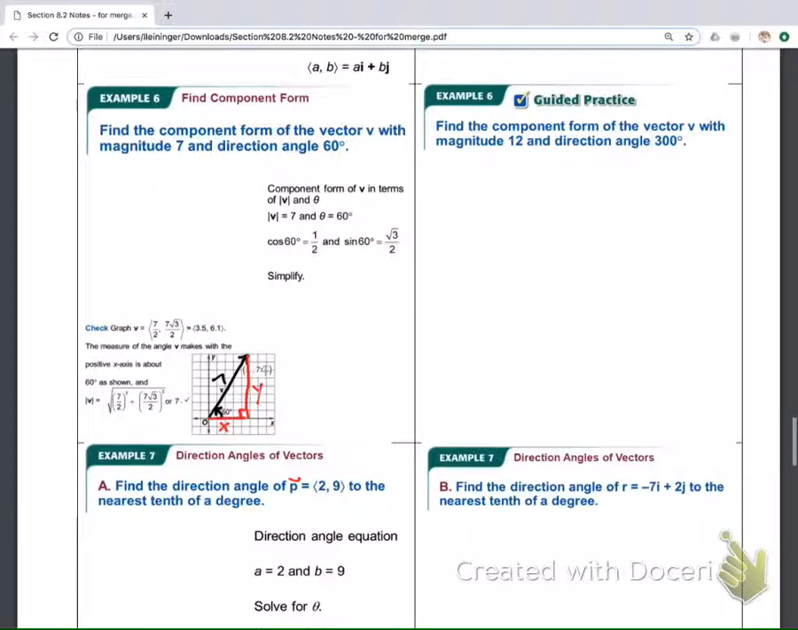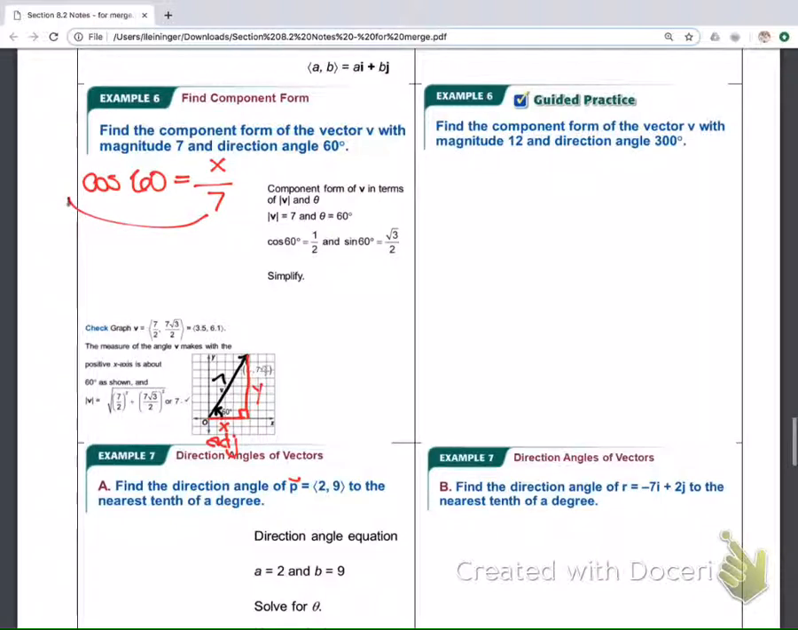It's the adjacent. So what should I use, sine, cosine, or tangent? Cosine. So I'm going to go ahead and set up cosine of 60 degrees is equal to the adjacent over the hypotenuse. How do I solve that for x? Okay, I multiply the 7 over here.